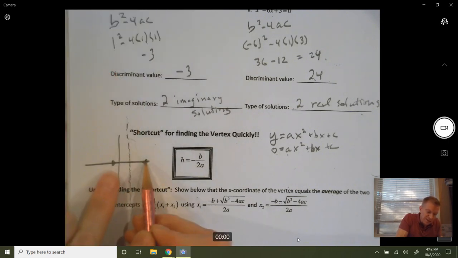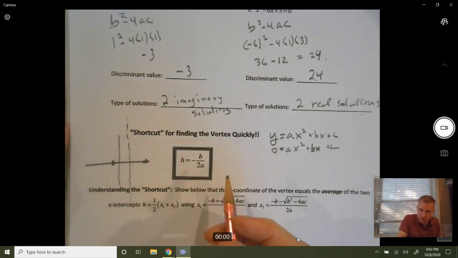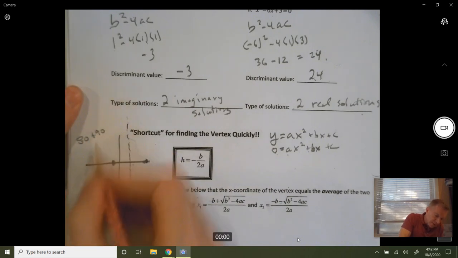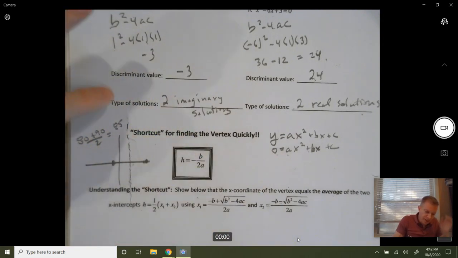So you can take these two values of your two x-intercepts and average them. Okay, I know you all know how to average two numbers. If you get an 80 on a test and a 90 on a test, you add them up, divide by 2, and that gives you your average, right? You add two numbers, divide by 2 to get the average.